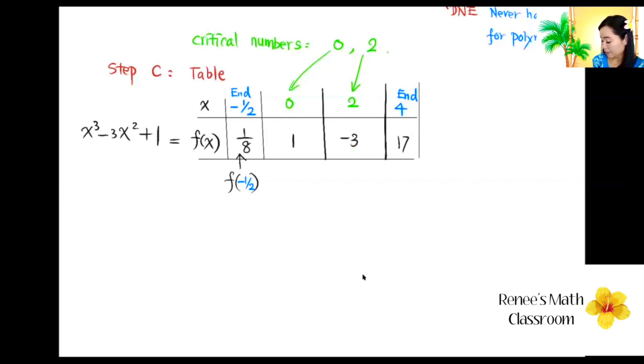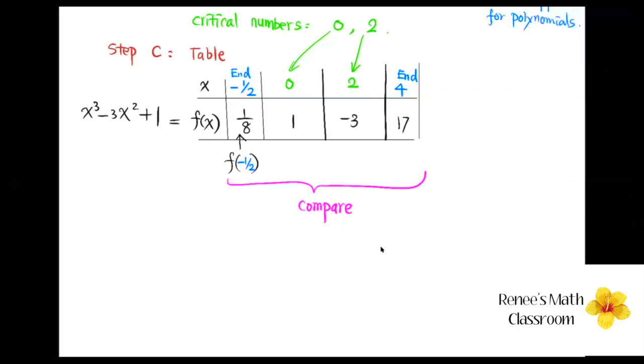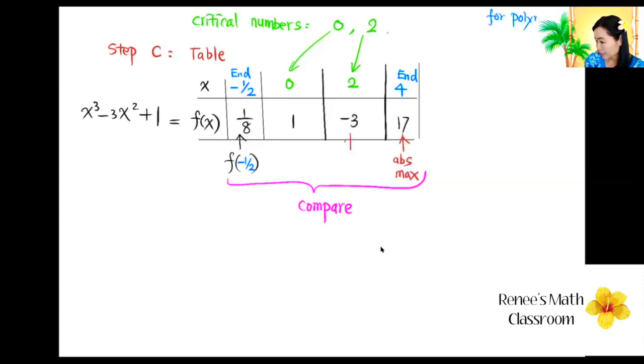Now you compare the local max and local min with the endpoint values. Actually, I shouldn't say those are local max and local min; they are the possible local max and possible local min. Then we compare those values with the endpoint values. So what's the absolute max and absolute min of the function on the closed interval from negative 1/2 to 4? The absolute max is 17. And the minimum is negative 3.